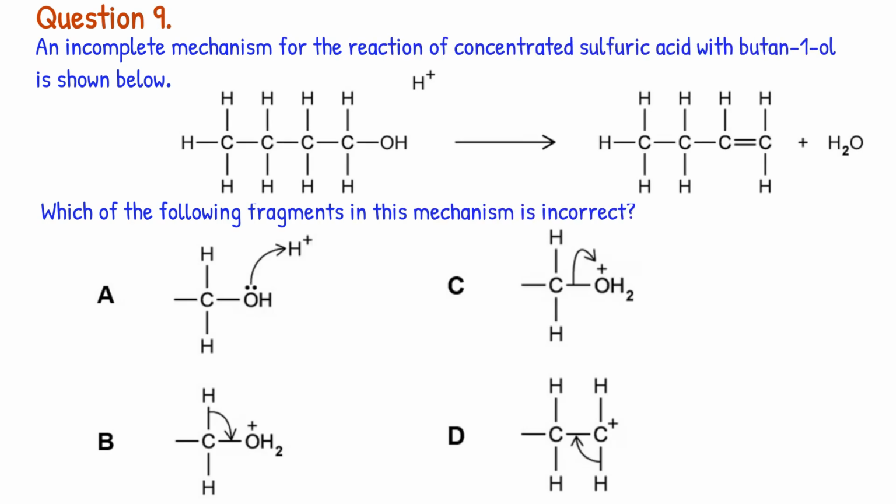Question 9. An incomplete mechanism for the reaction of concentrated sulfuric acid with butan-1-ol is shown below. Which of the following fragments in this mechanism is incorrect? The correct answer is B and D.